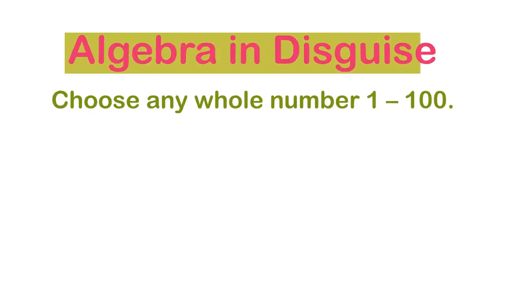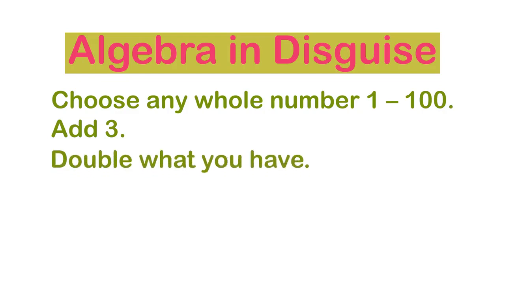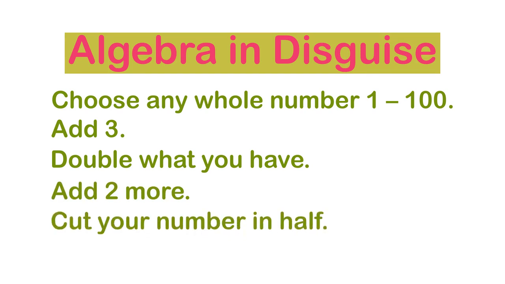So we're going to do a little bit of a number trick, and I want you just to play along with me. I want you to start by choosing a number, any number 1 through 100, a whole number. Now what I'm going to have you do is add 3. Okay, you got that? Next, I'm going to have you double whatever you have now. Okay, now add 2 more. Next step, I want you to cut your number in half.